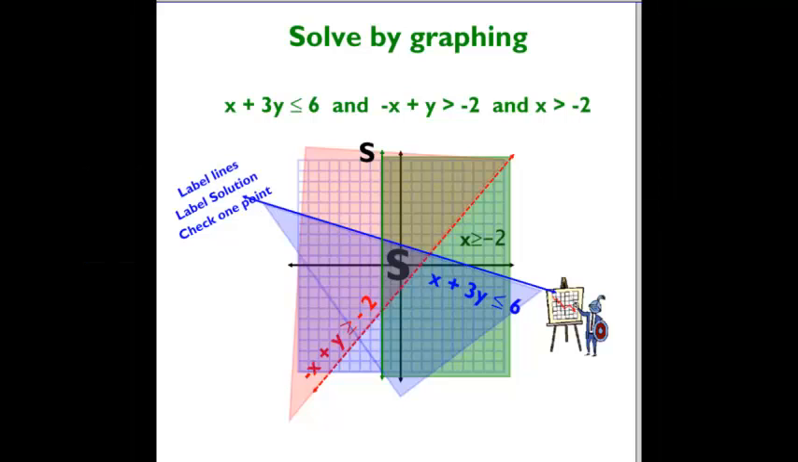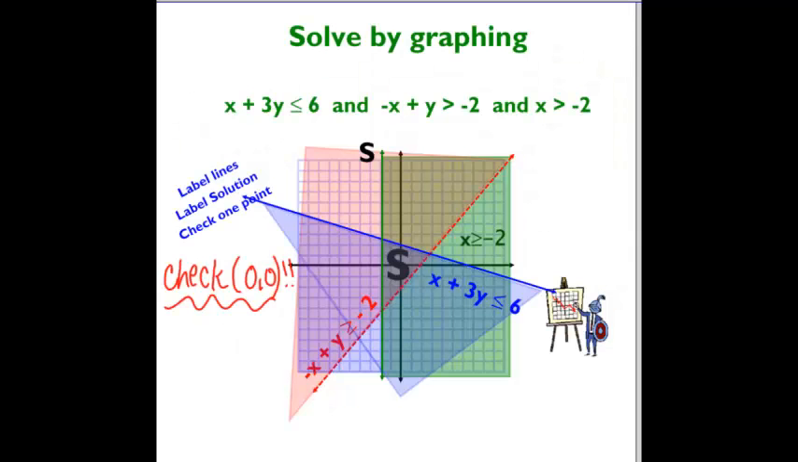So here is my solution set. Again, I have 2 solid and 1 dashed line, 3 regions all labeled. My solution set is labeled, and this one was a beauty because we got to check 0, 0 in the solution set. I love when that happens because it makes the checks really simple. Okay, no reason not to check.